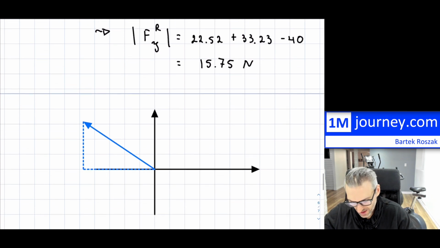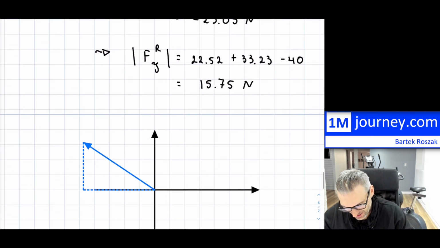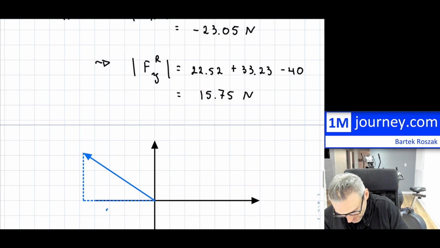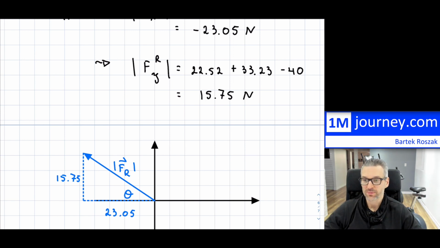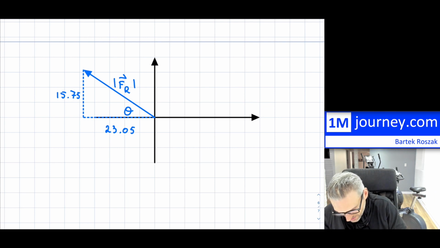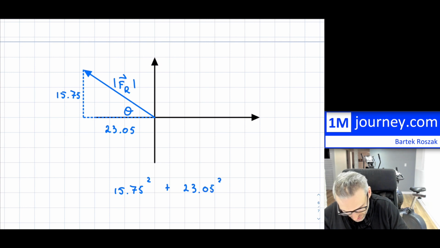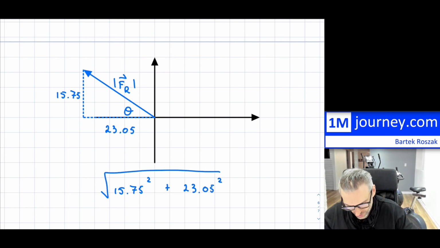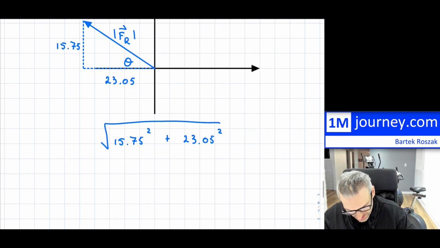And now you can certainly find out exactly what it is. You have the x component, 2305, and the y component, which is 1575. So I can find out what my resultant vector is, at least in its magnitude, and I can certainly find out what this angle is, because it's just opposite over adjacent. So that's going to be 1575 squared plus 2305 squared, and of course we have to take the square root of that.